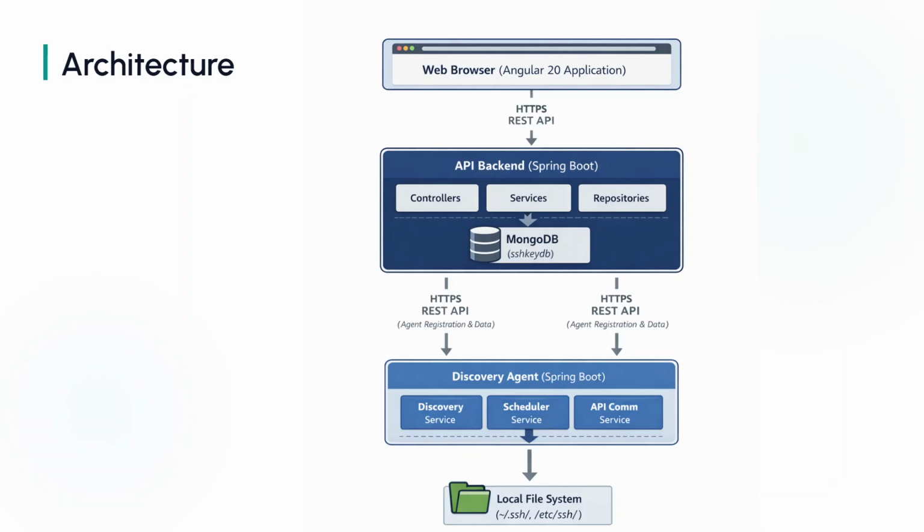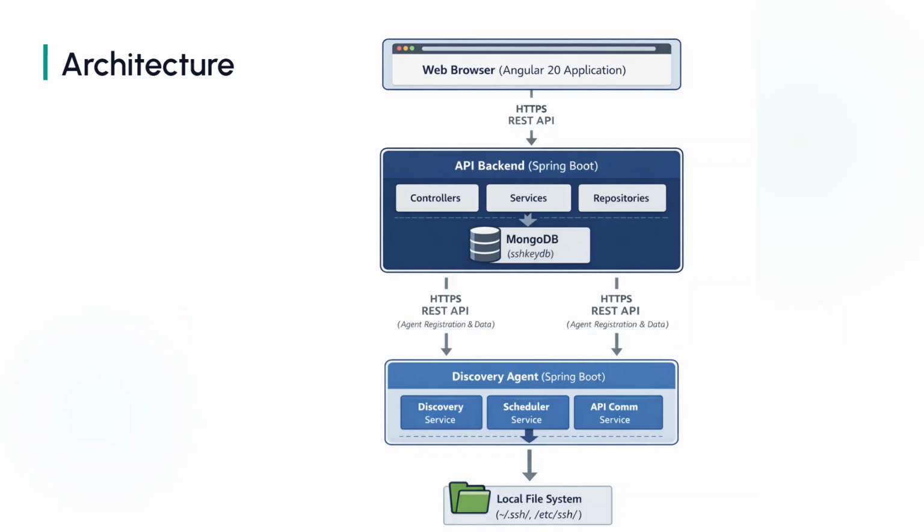They interact with the local file system, like .ssh folders, /etc/ssh folders, and authorized key files as well. Agents communicate securely with the API using token-based authentication. They never communicate with the UI directly. This creates strong trust boundaries and reduces lateral movement risks.